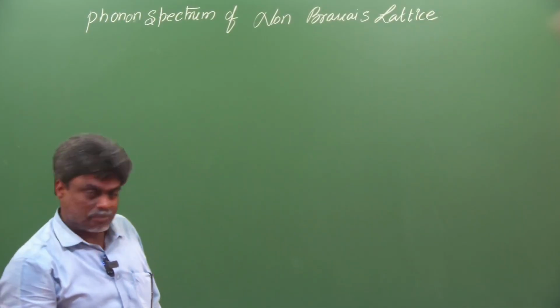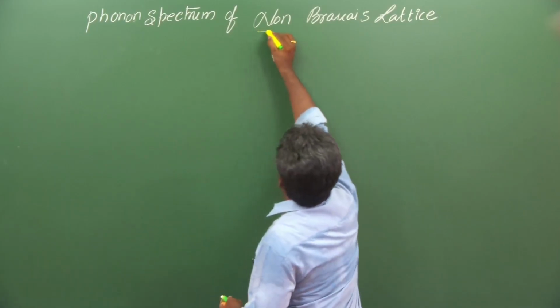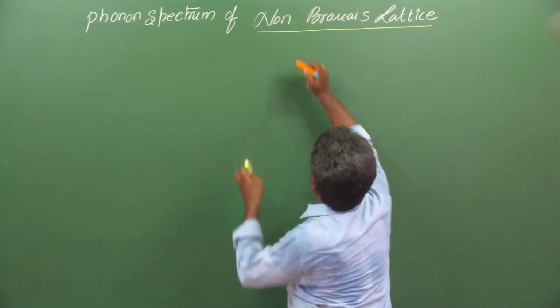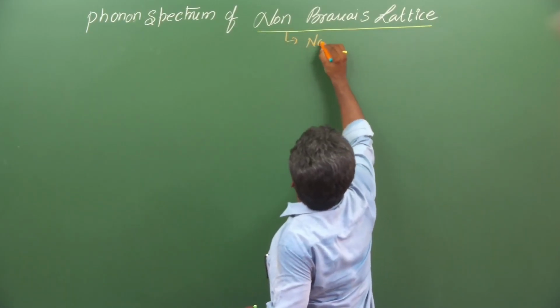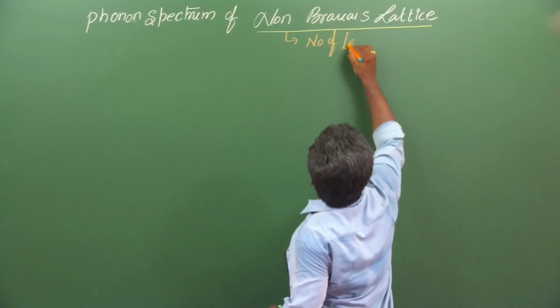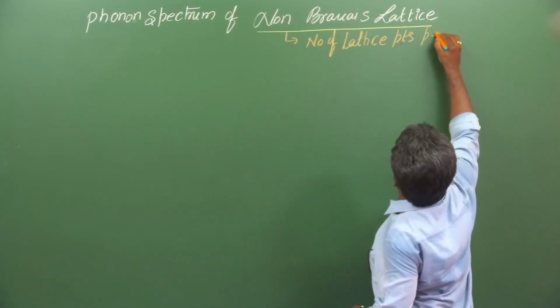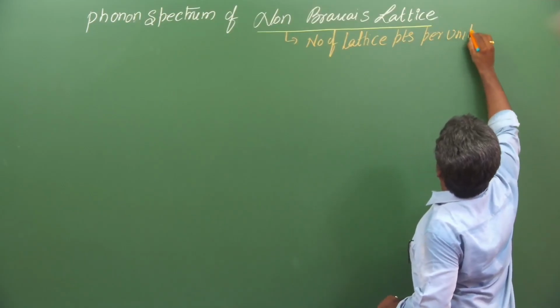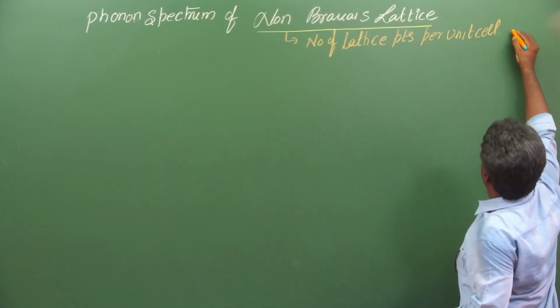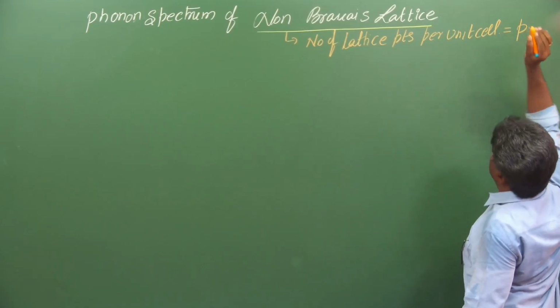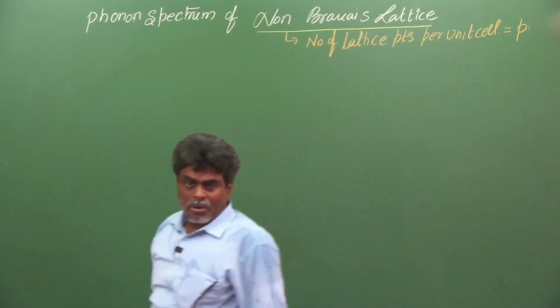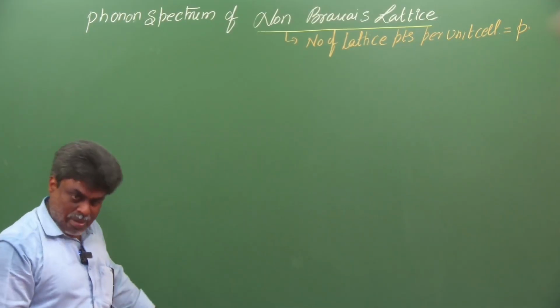So yes or no? Very important. So this means what? The number of lattice points per unit cell is greater than 1. That's why I am taking it as P. The number of lattice points per unit cell is P.